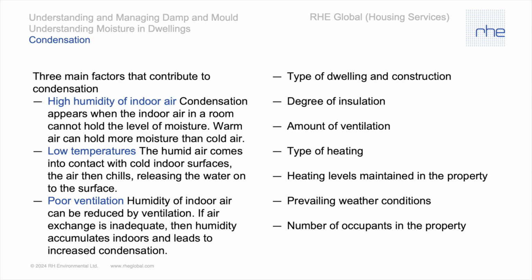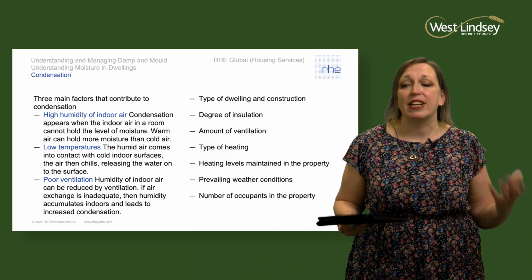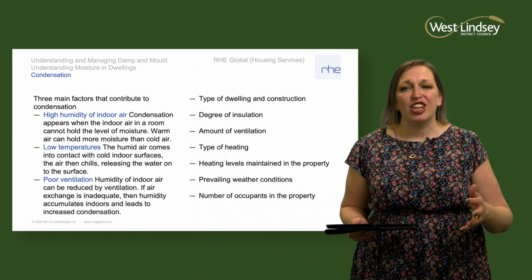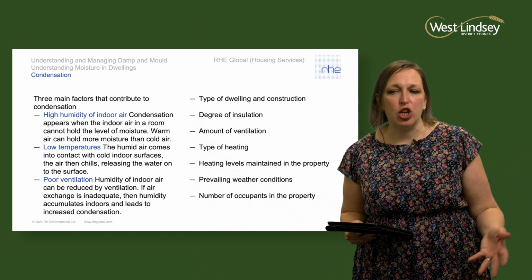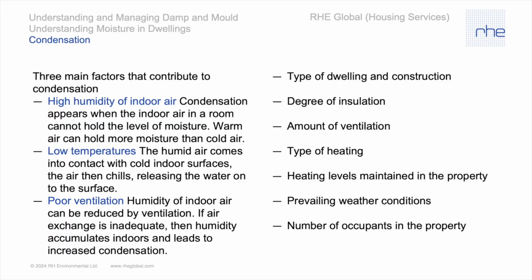water. And poor ventilation. So the humidity of the indoor air can be reduced by ventilation. So if our air exchange isn't adequate, then the humidity will accumulate and increase our condensation. So bearing in mind those three main factors, the type of things that are going to impact those are the type of dwelling, the construction of the dwelling, the degree of insulation, the amount of ventilation, the type of heating and the level of heating, the weather conditions, the location of the property in terms of, particularly coastal locations, for example, and the number of occupants in the property.